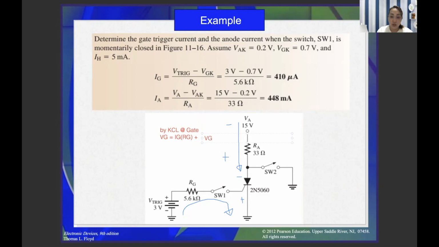VGK, gate to current, to cathode, making it, by transposing, that will be VG minus VGK equals IG, and since the unknown is IG, we just divide by RG to get the current across the gate, making it in this format: 3 volts minus 0.7 over 5.6K, resulting to 410 microampere. So this is the IG.